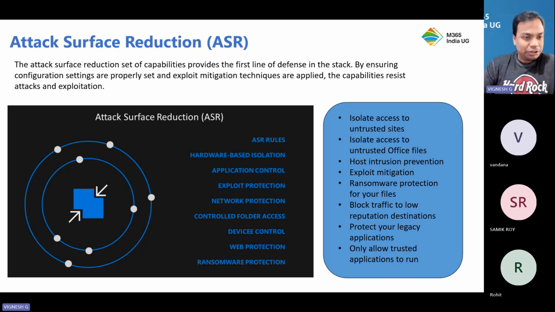It's just a bunch of words there, but what it simply means is there are a lot of attacks coming your way, and all these things that you see in the slide are the ones which are easily prone to attack. So what are the capabilities which MDE offers so that you can reduce this? That's what attack surface protection is all about. And it has a lot of capabilities, as you can see in the slide. We have the ASR rules, then hardware-based isolation, application control, exploit protection, network protection, controlled folder access, device control, web protection, and ransomware protection.